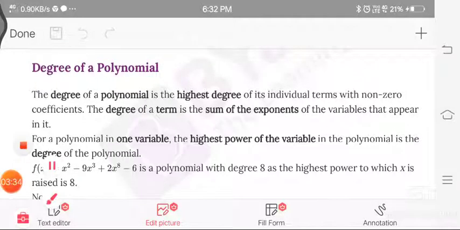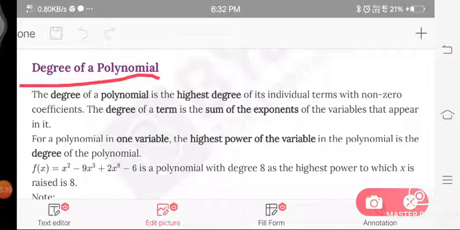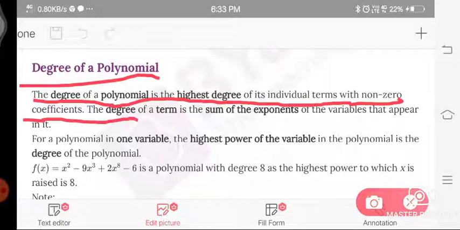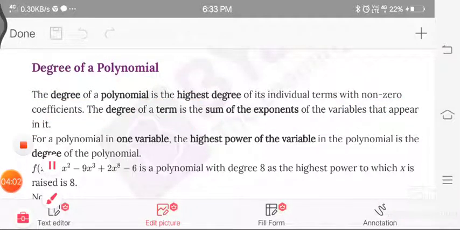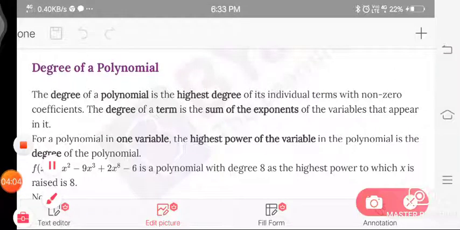So, the degree of a polynomial. What is the degree of a polynomial? The degree of a polynomial is the highest degree of its individual terms with non-zero coefficient. The degree of a term is the sum of the exponents of the variables that appear in it. Simply, the highest degree of the variable in that polynomial is the degree of the polynomial.